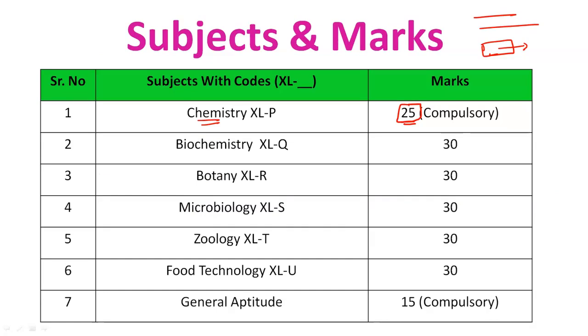Out of these, there are 5 subjects and you have to attempt any two. Depending upon your interest, your qualification, your strengths, or which college you are targeting, which college accepts the scores of Excel in a particular subject, you have to see that and attempt any two subjects from these 5 subjects.